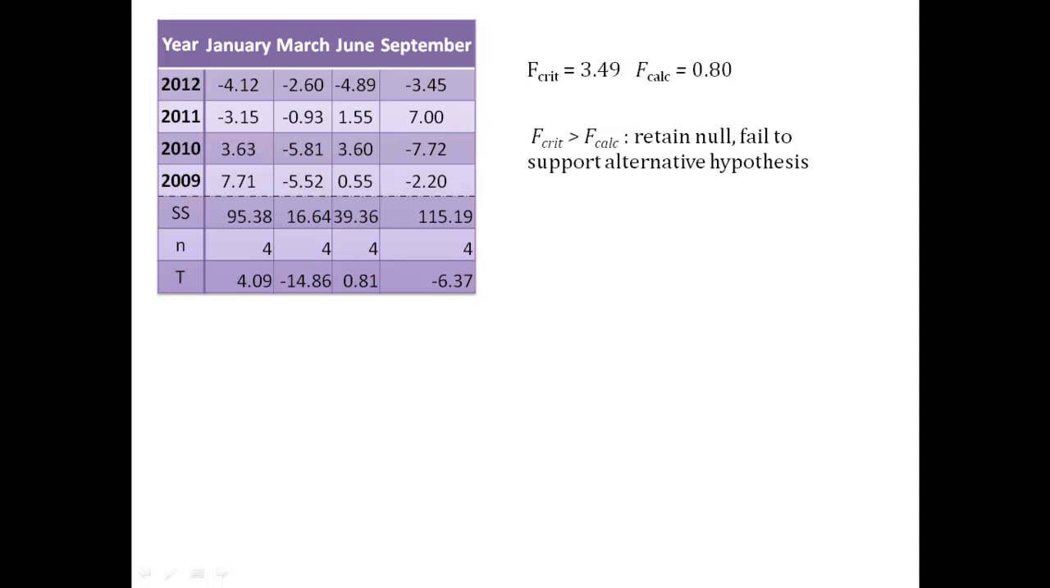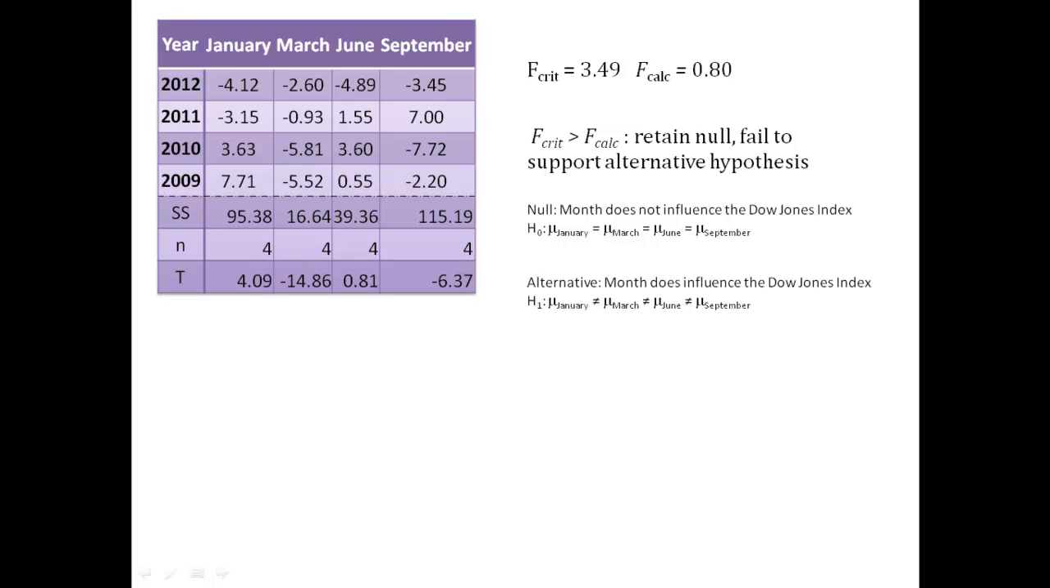So we know our F calc and our F crit, and our F calculated value is smaller than our F critical value, which means that we fail to reject the null, we retain the null, and we fail to support the alternative hypothesis. And if we look back at what our null and the alternative hypotheses were, that means that our analysis found that month does not influence the Dow Jones index.